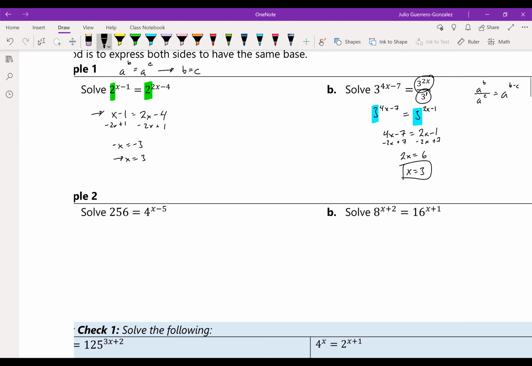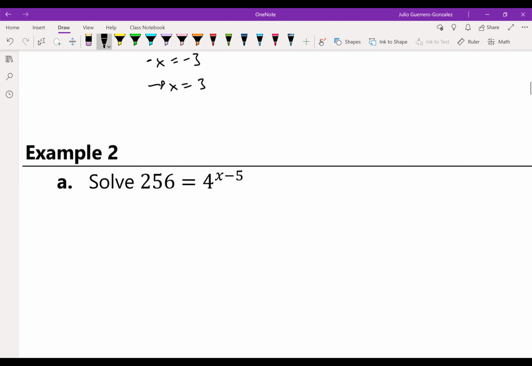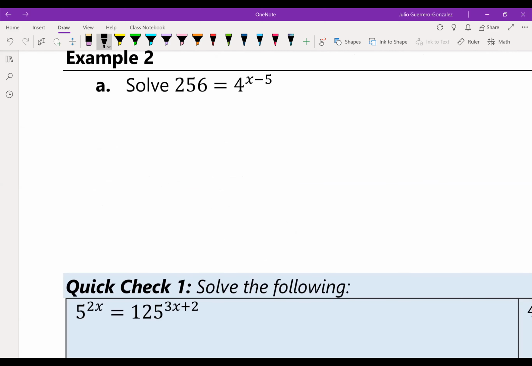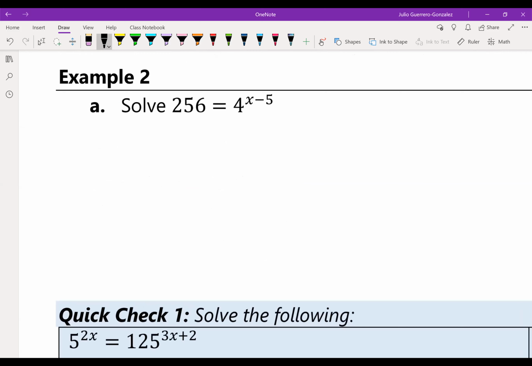Easy peasy lemon squeezy. The more difficult ones are something like this. These first ones are fairly simple. We'll get into harder ones, sort of gradually escalating the difficulty here. So for these, notice that the bases are not the same, right? So we make them the same. What do I mean by that?